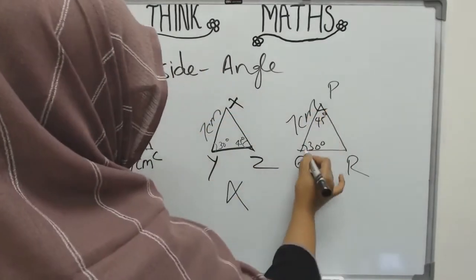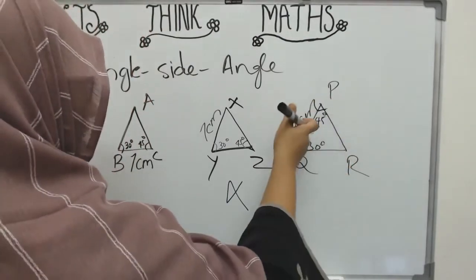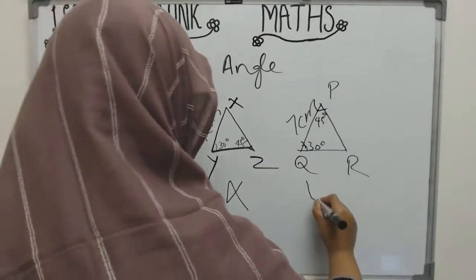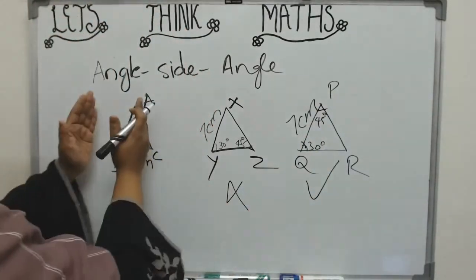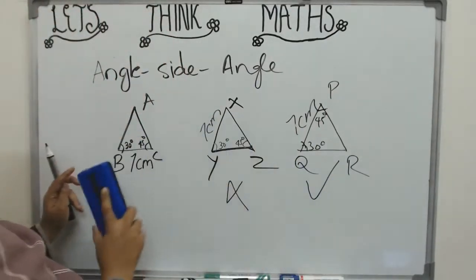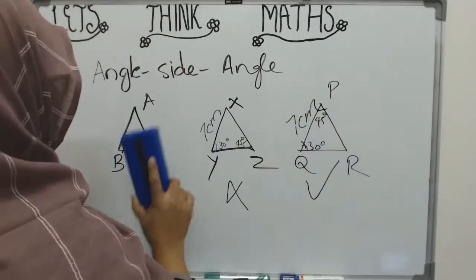You have two angles, 45 and 30, and 7 is the side between them. So that is good news. This is congruent. Or in other words, if you take this and superimpose it on this, you will see that it covers it completely and exactly. So these two will be congruent.